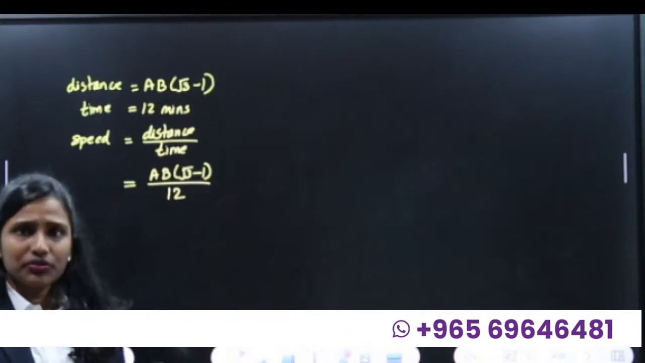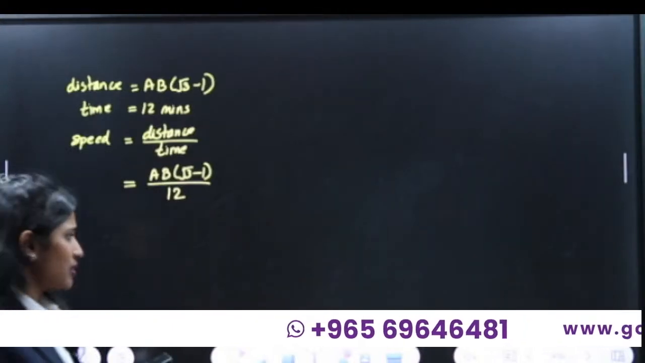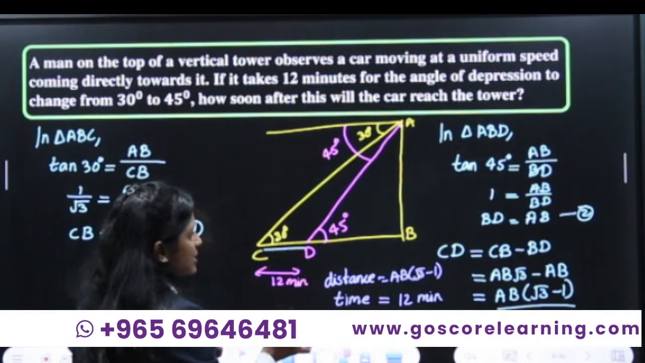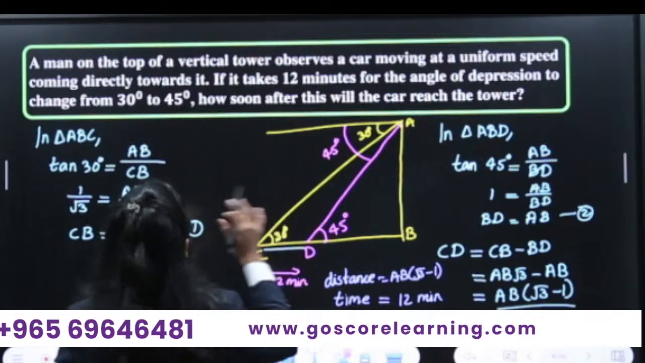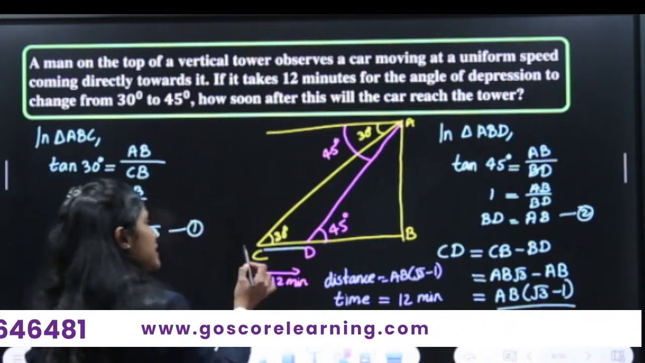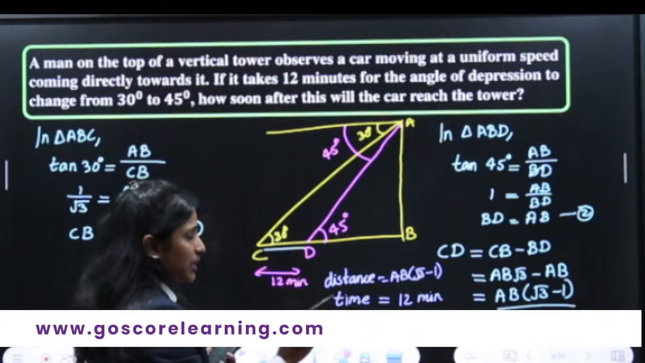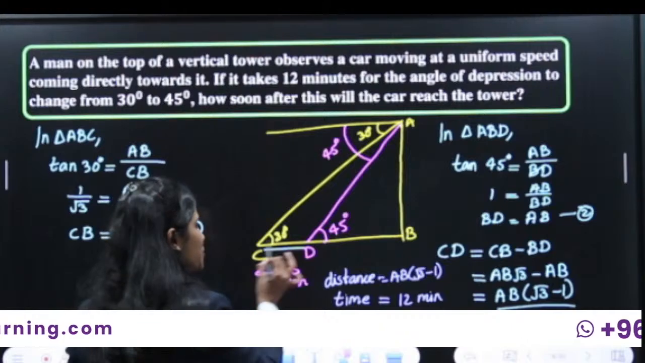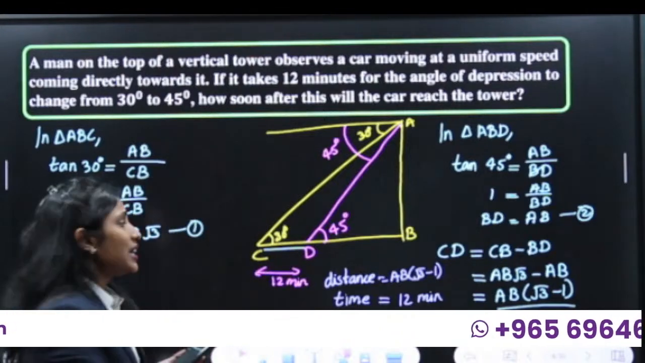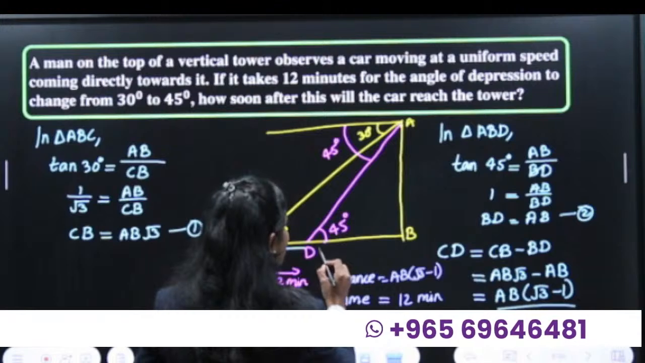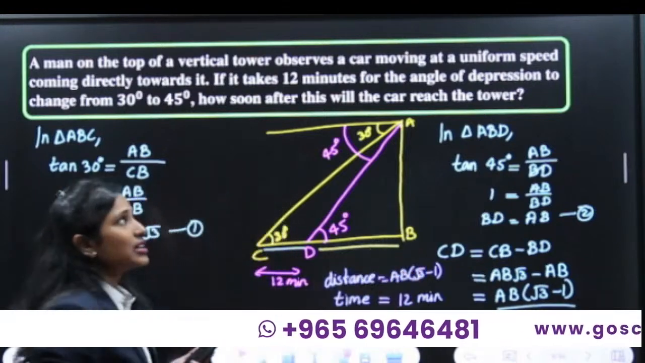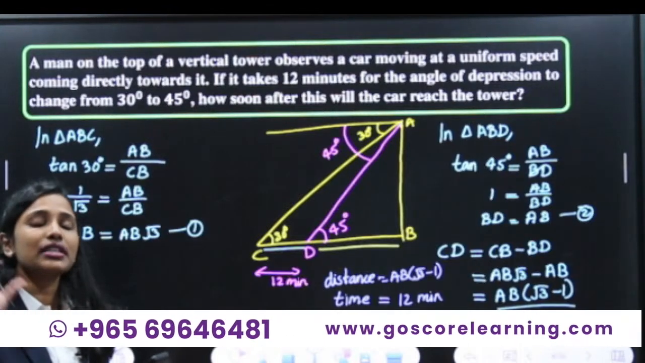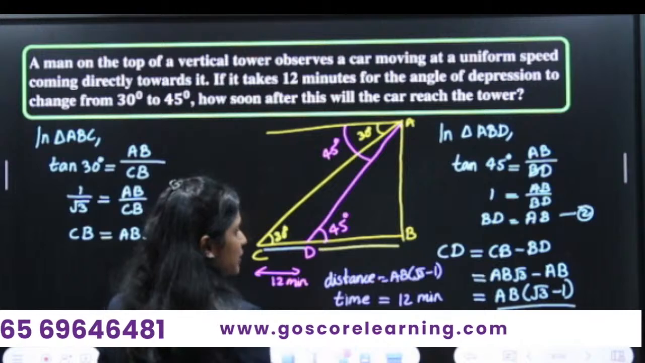Now what we need to find? This much distance, the speed of the car, the uniform speed. So it is traveling from C to D at that speed, there is no change in speed here. So from C to D, whichever speed the car is coming, the speed remains constant. That means in this BD also, the speed is the same: AB into root 3 minus 1 divided by 12.